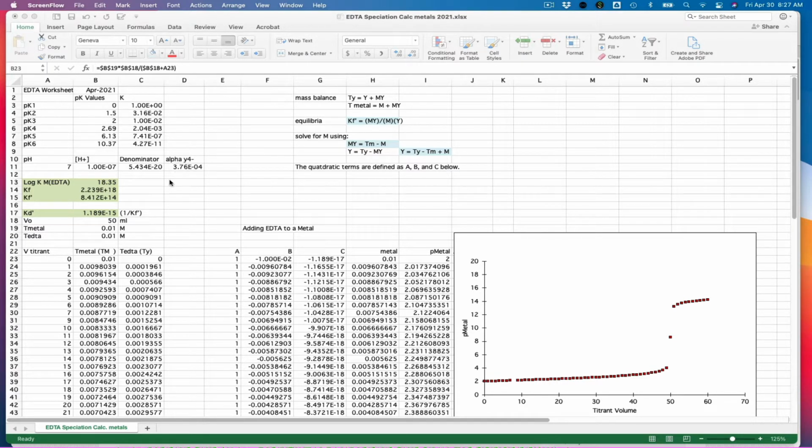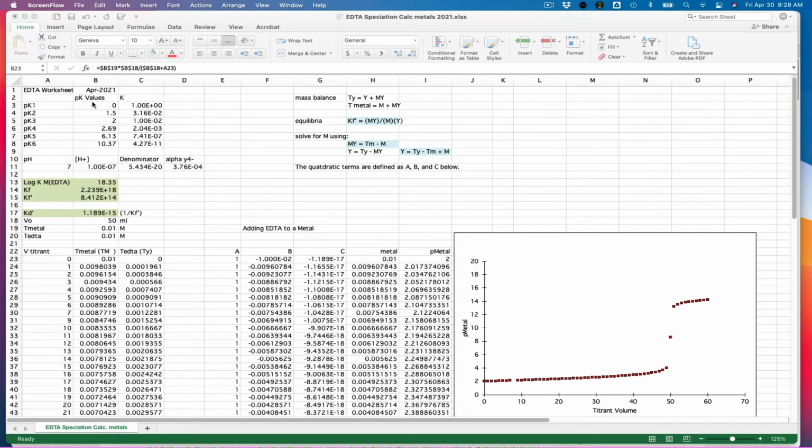So to begin, remember that EDTA is a polyprotic acid, and it will, in the fully protonated state, have 6 protons. In the fully dissociated state, it will lose 6 protons, and we model EDTA speciation by assuming that the EDTA in the fully dissociated form binds to the metal. And that's actually a pretty good assumption. So we need to calculate the pH dependent side reaction coefficients before we can start.